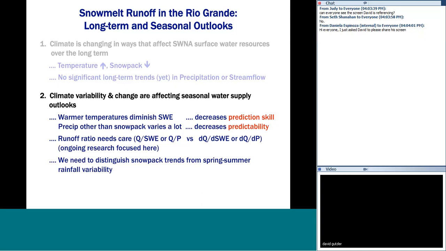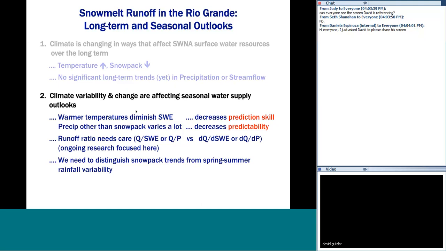We've shown a complicated set of runoff ratios that show somewhat different things if I base them on snowpack or precipitation, and we're doing an awful lot of follow-up research right now to try to understand those scatter plots more thoroughly than we do now and to incorporate the effects of temperature explicitly on them. And in order to understand how this hydrologic system works, we're going to have to distinguish snowpack itself from the spring and summer rainfall variability.